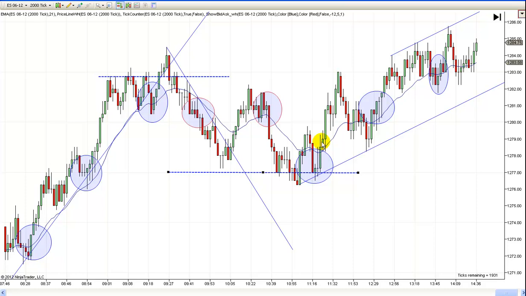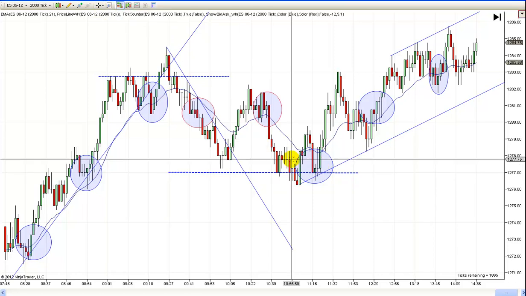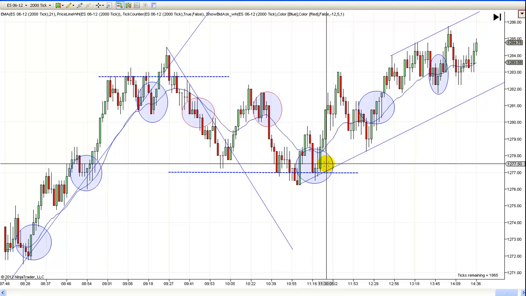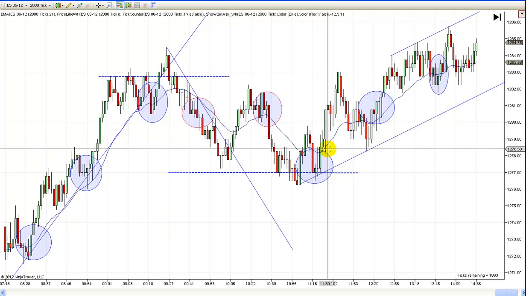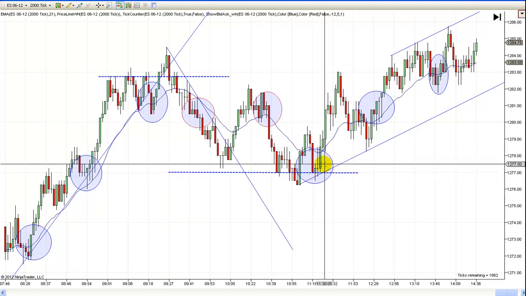Easy scalp. You may not have got any runners out of this one. I can't remember if there were runners on this one or not. Let me just look real quick and see. If you entered above that bar, it was 77.75, and it came to here. And yeah, so your runners would have been good on this trade.